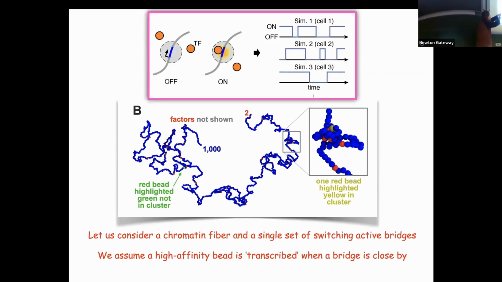This is our protein, multivalent binder. This is our transcription unit. Here the transcription unit is off because it's got nothing close by. Here the transcription unit is on. Okay, 0, 1, according to whether physically there is contact between the unit and the bridge or the protein.